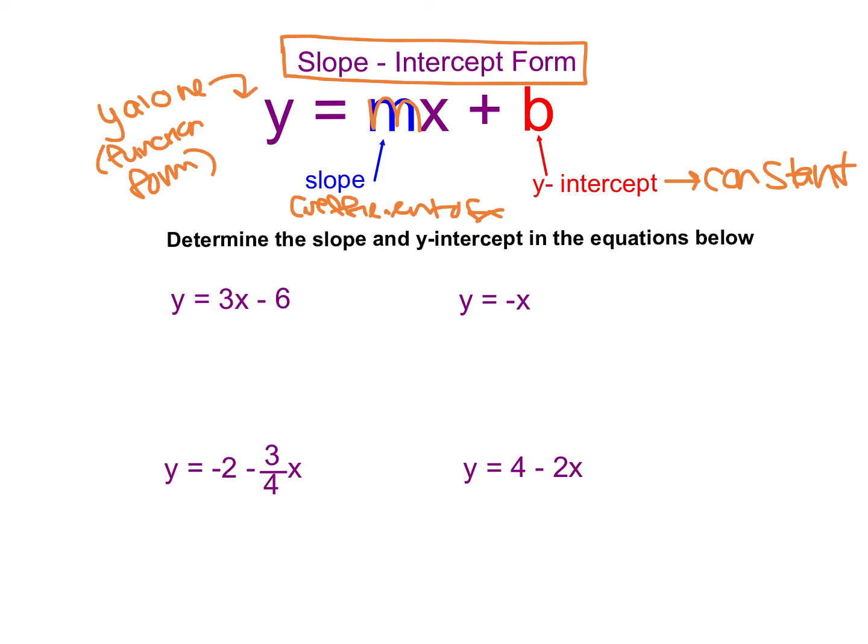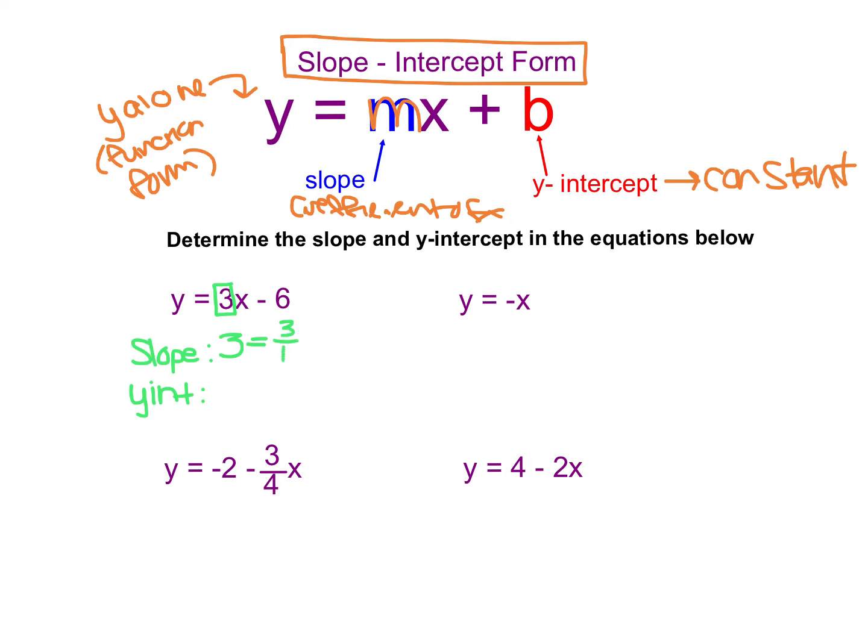So what we're going to do in these examples down below is identify the slope and the y-intercept in each equation. So if I look at this first example here, I'm going to find my slope and my y-intercept. My slope, I know, is the coefficient of x. So here, if I look for the coefficient of x, I notice that the number in front of x is 3. So here my slope has a value of 3.